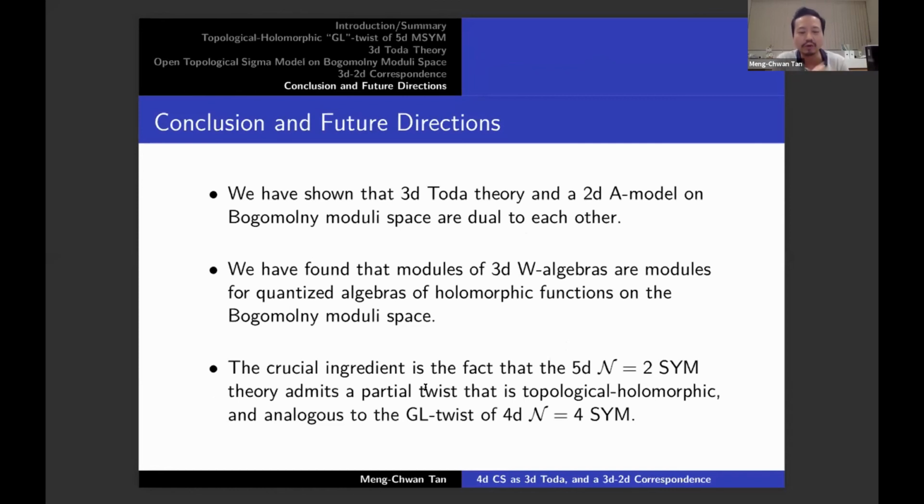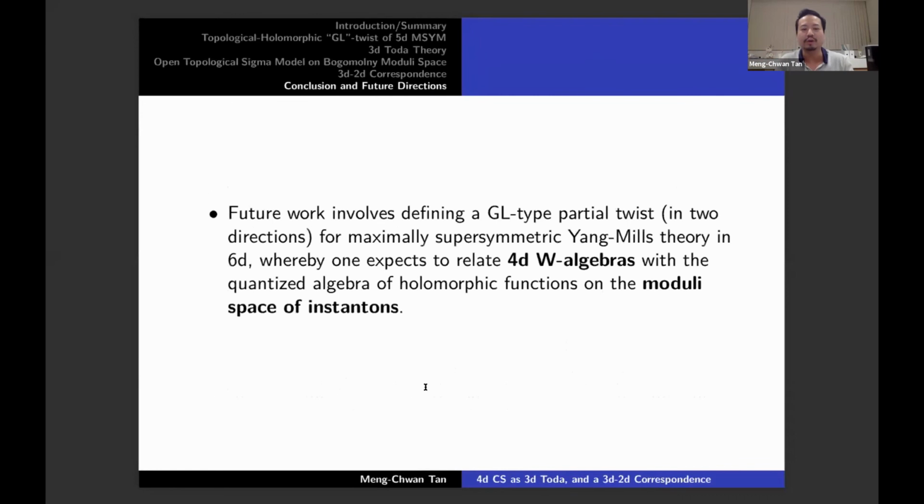Now, the crucial ingredient is the fact that we have a 5D N=2 supersymmetric Yang-Mills theory, which admits a partial twist that is topological-holomorphic and analogous to the GL twist of 4D N=4 super Yang-Mills. So in future work, what we want to do is to talk about a GL twist for a higher dimensional supersymmetric Yang-Mills theory, like 6D maybe, N=(1,0), and then we do a partial twist. In 6 dimensions, the number of directions that can be topological becomes even less. So instead of 3 directions being topological, we can only have 2 directions which are topological. Then you have 4 directions, or 2 planes, which are holomorphic in this case.